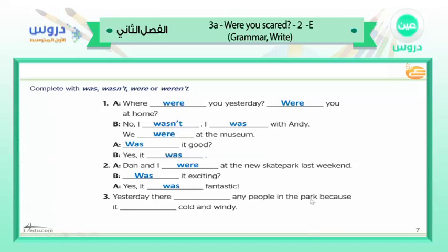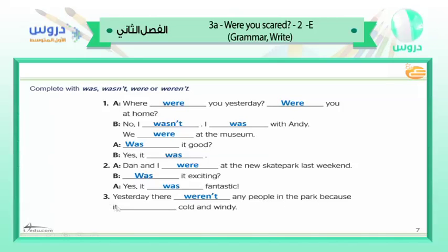Yesterday, there were any people in the park? Any people. I'm talking about plural, and I said any. I want the negative. Plural and negative. Which one? This one, weren't, exactly. Yesterday there weren't any people, because people, many people, not only one.